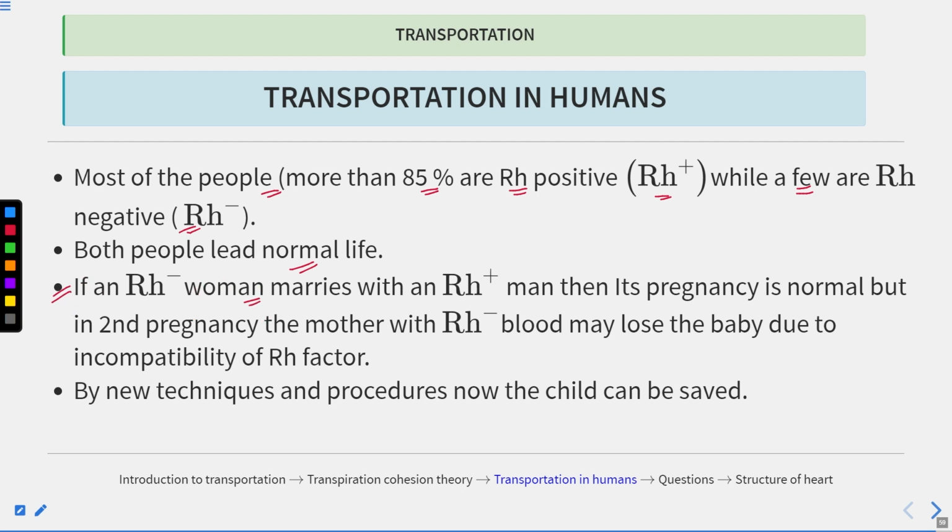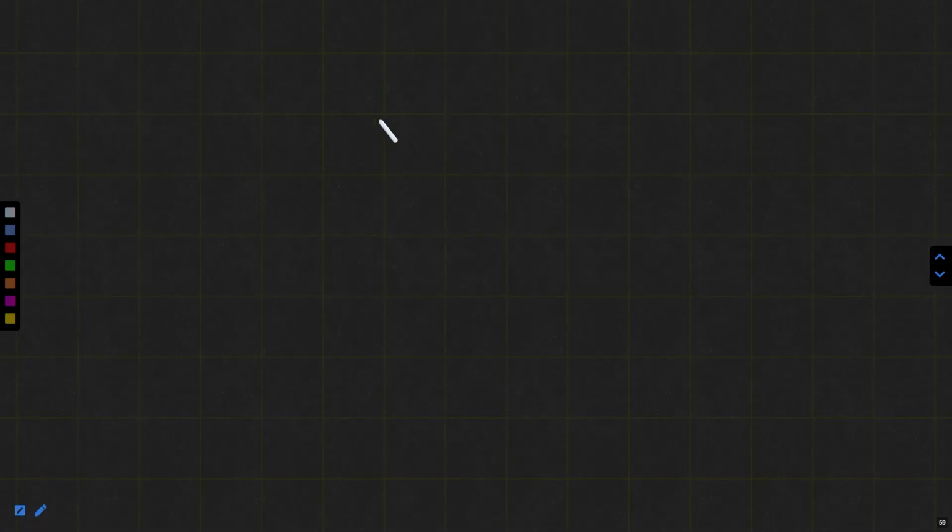If an Rh negative woman marries an Rh positive man, then the first pregnancy is normal. But what happens in the second pregnancy? The baby can die in the second pregnancy, though there are now techniques and procedures that can save the child. So what happens here? Initially, an Rh negative mother marries an Rh positive father.